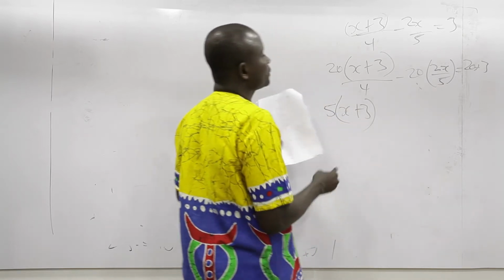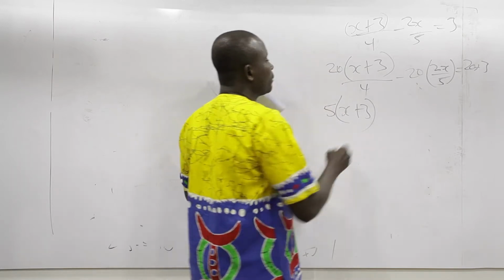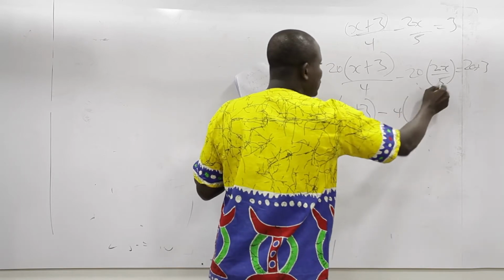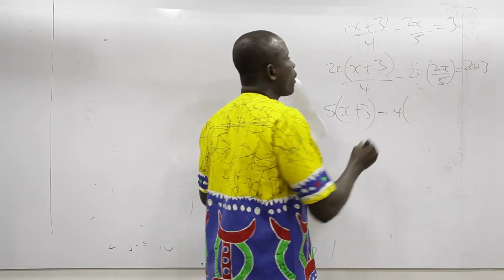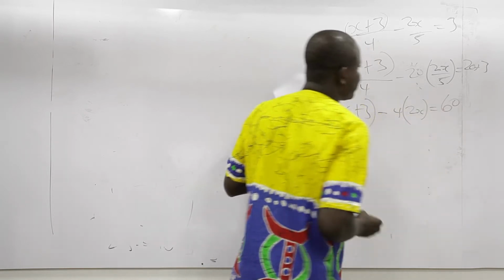I hope you're getting the point. 4 goes into the LCM 5. That's what I've written. Then minus this same 5 goes here. 4, you can say 4 here. So 4 into bracket what? 2x, is equal to 60.